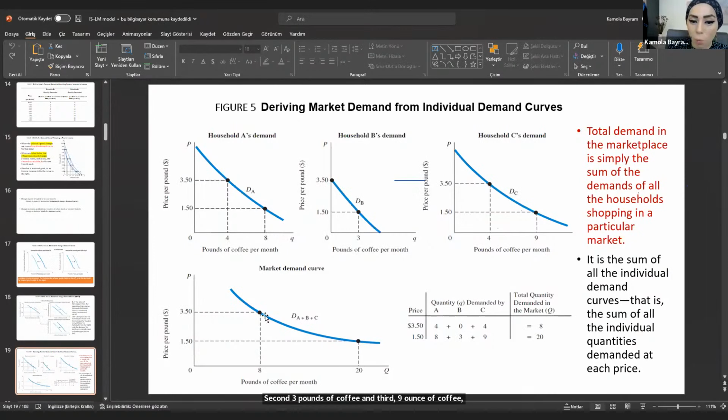And you know that once you have 2 points, you can derive your curve. Maybe for a curve we need 3 points, but to derive a line in geometry, you know that you need only 2 points. So this is how we are going to get the market demand.